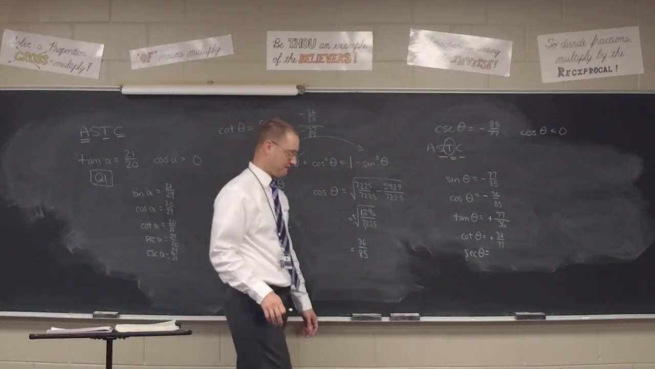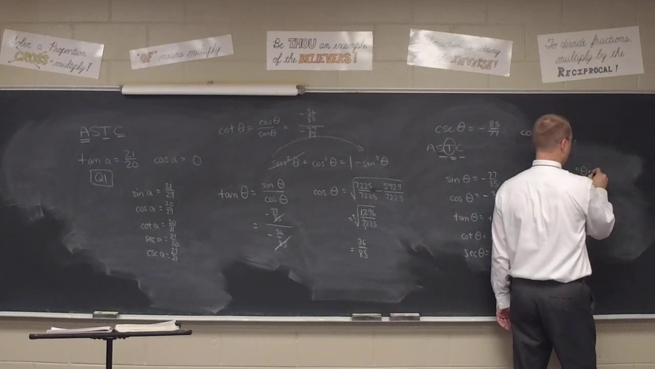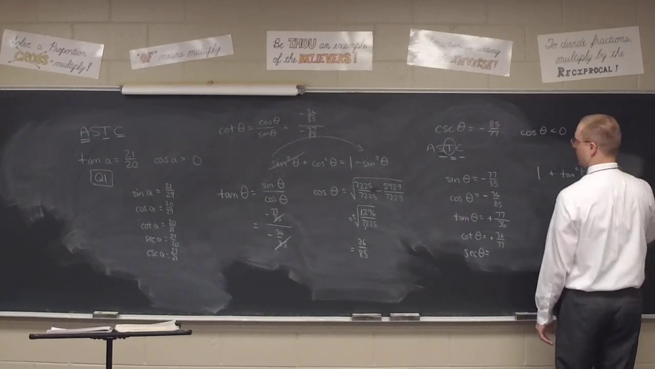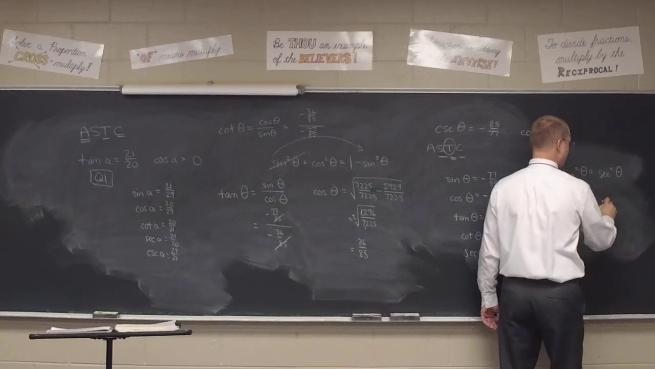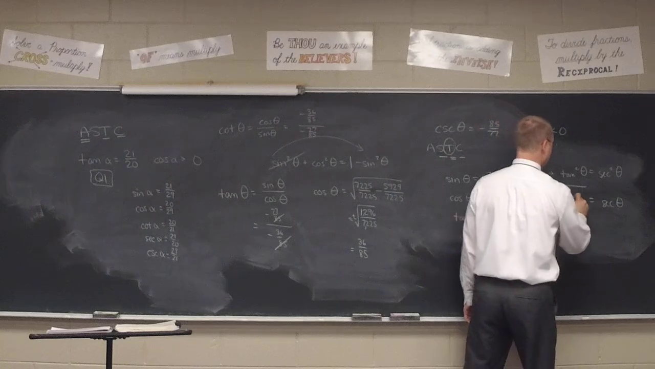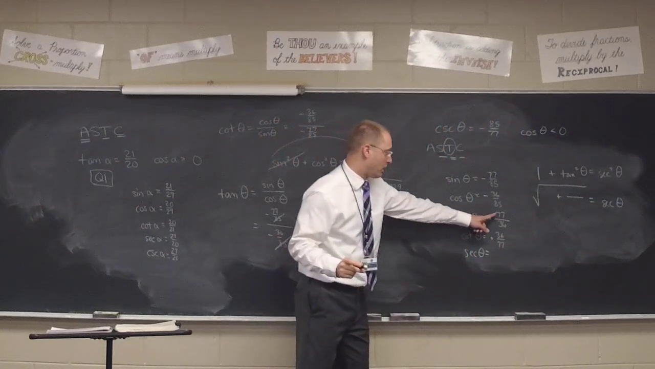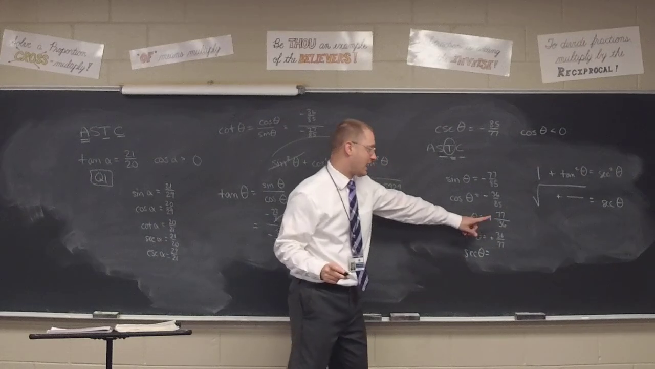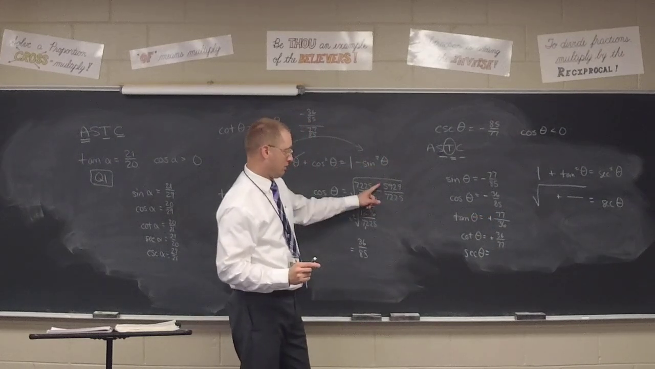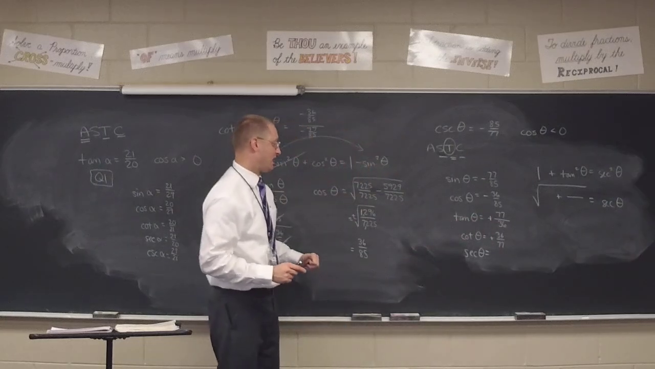We can do 1 plus tangent squared theta equals secant squared theta. There we go. And so I know that secant of theta is going to end up being the square root of 1 plus tangent squared. Well, by now we've seen all of these numbers. When I squared the 77 earlier in class, I got 5929.